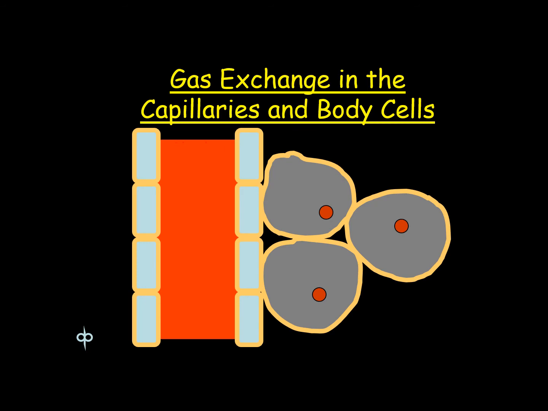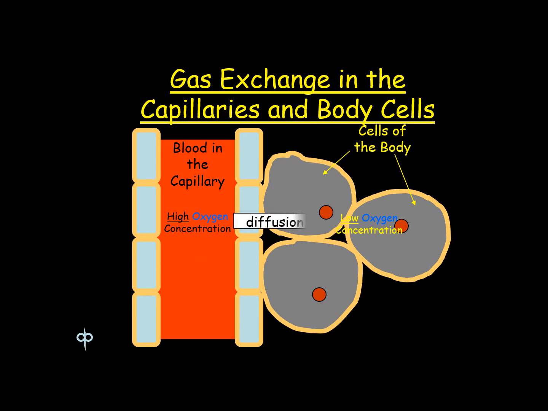So just a reminder of what happens when your blood in your capillaries meets your body cells. Your blood in your capillaries has a high oxygen concentration because it's just been oxygenated by the lungs. So your oxygen is going to diffuse from the high concentration in the red blood cells in the blood to the low concentration of oxygen in the body cells so the body cells can carry out respiration. So that is by the process of diffusion.